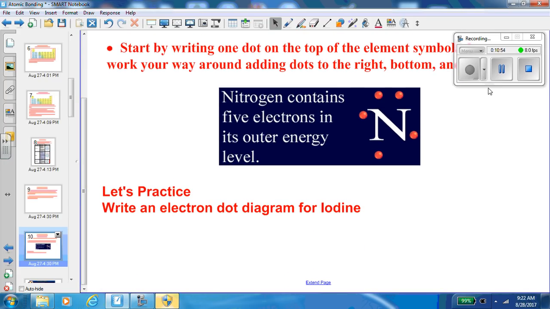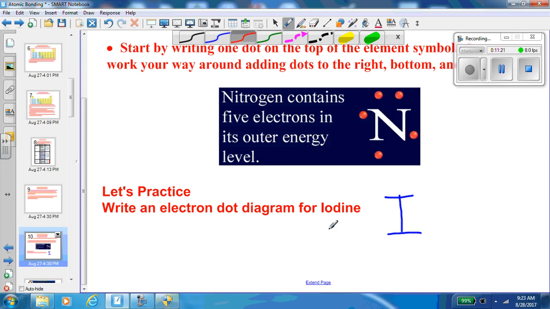Let's look at iodine. So let's draw the symbol for iodine, which is a capital I. Now, iodine is found in group 17 on the periodic table. So the atoms in that particular group are going to have 7 valence electrons in their outermost energy level. So let's go ahead and put some dots around this symbol to represent that.